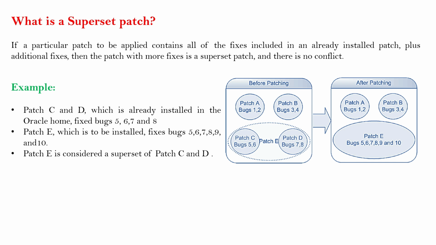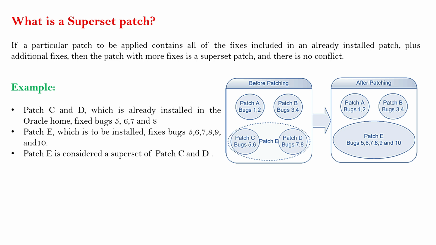So now patches C and D are fixing bugs 5, 6, 7, 8. So these 5, 6, 7, 8 are already part of patch E. Along with that, there are two more bug fixes, which are 9 and 10. Right. So now, because patch E includes all of the fixes which are part of patches C and D, and along with that the two new bug fixes, 9 and 10, what will happen? Patch E will be called a superset patch of C and D.